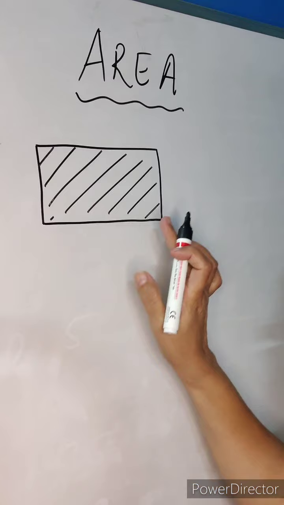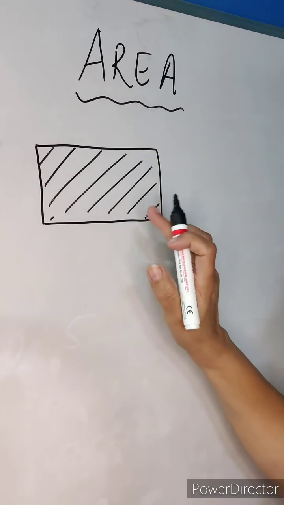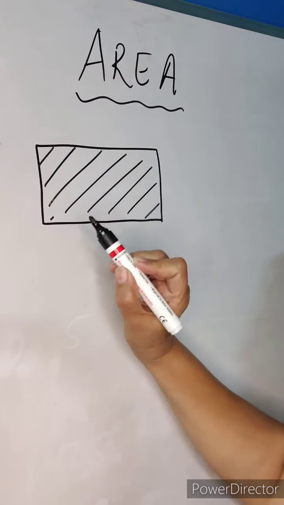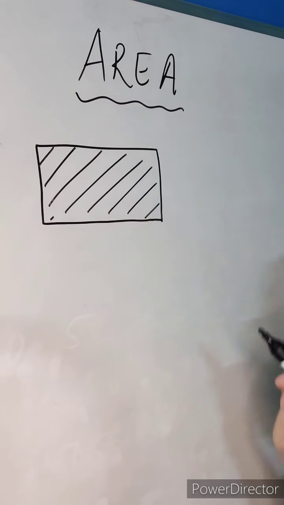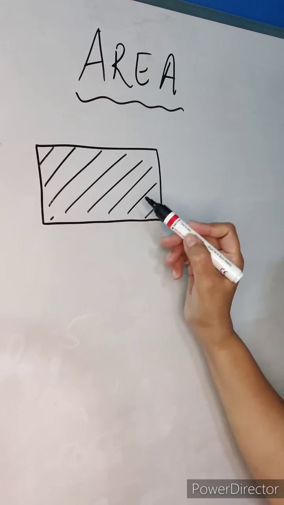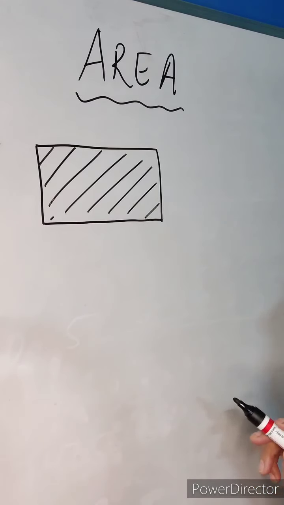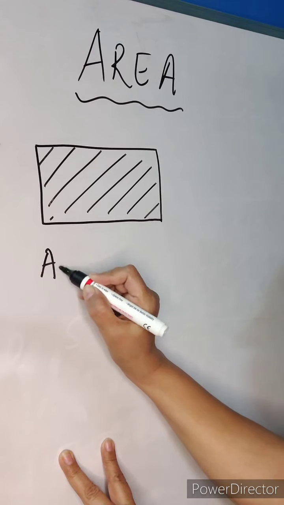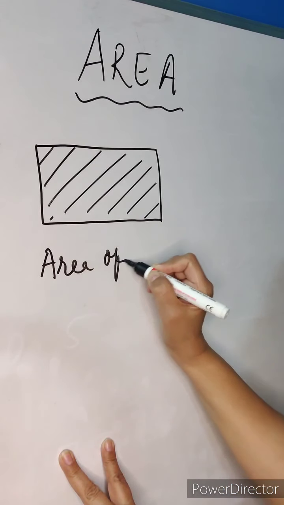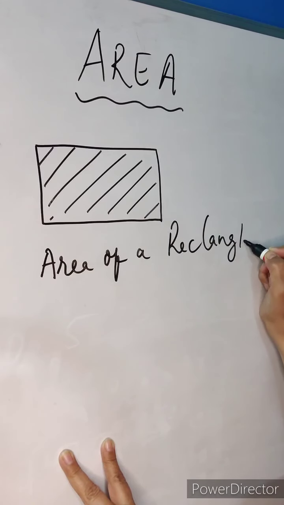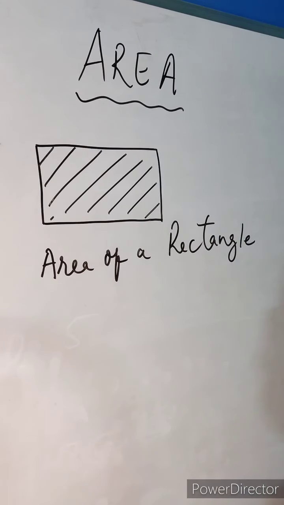You can see there are 4 line segments and this is a closed figure. इसका opening और ending point कोई एक ही है. So this figure is known as the closed figure. So the space covered by this figure is known as the area. So in your syllabus, first of all, we will do area of a rectangle. This is from your syllabus.